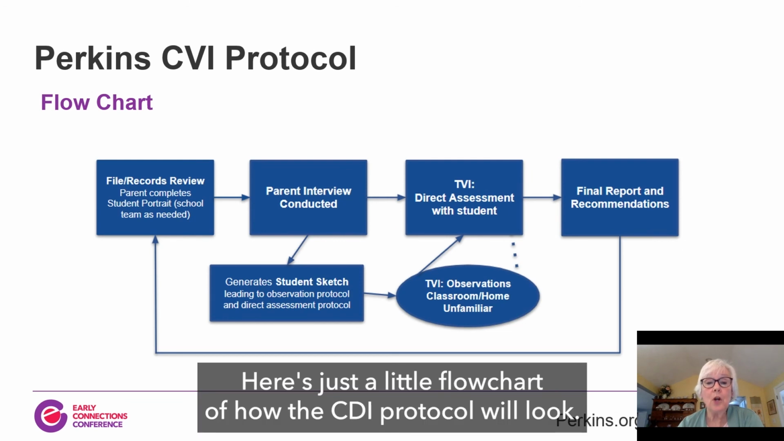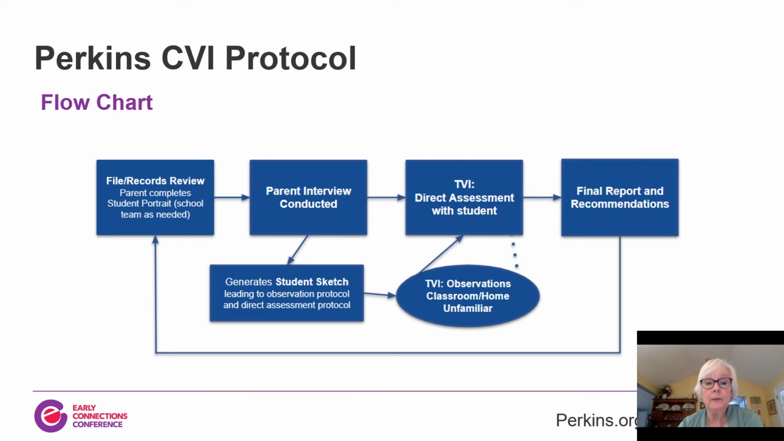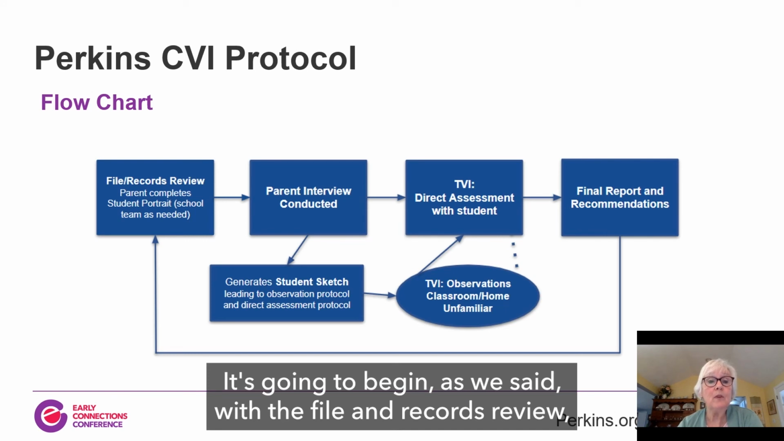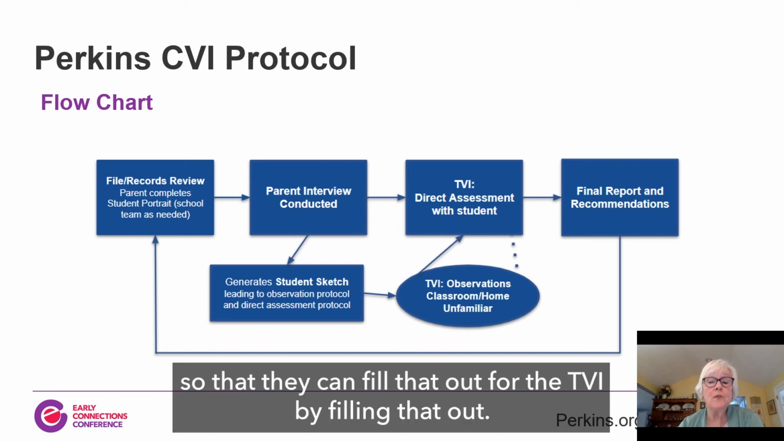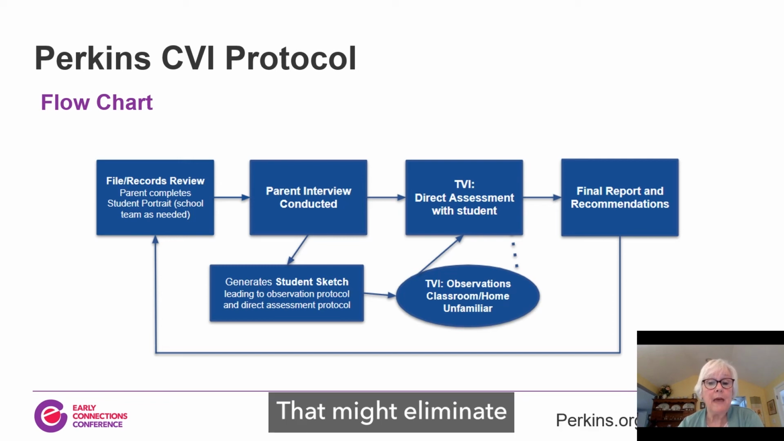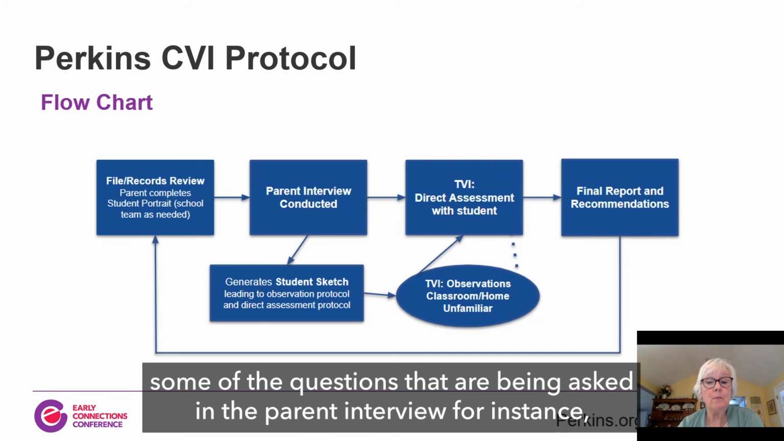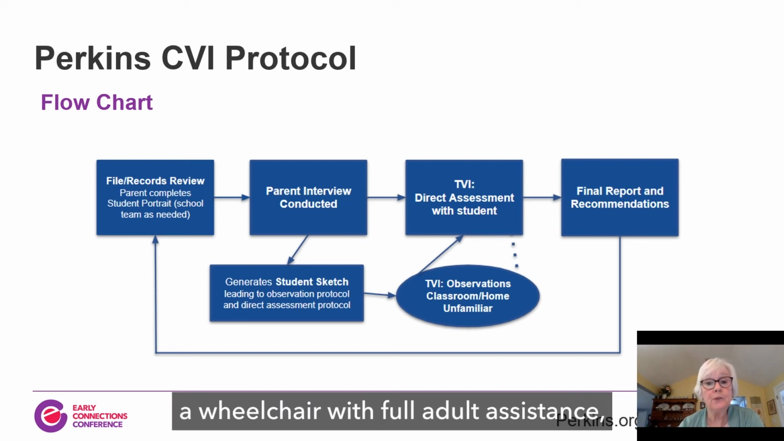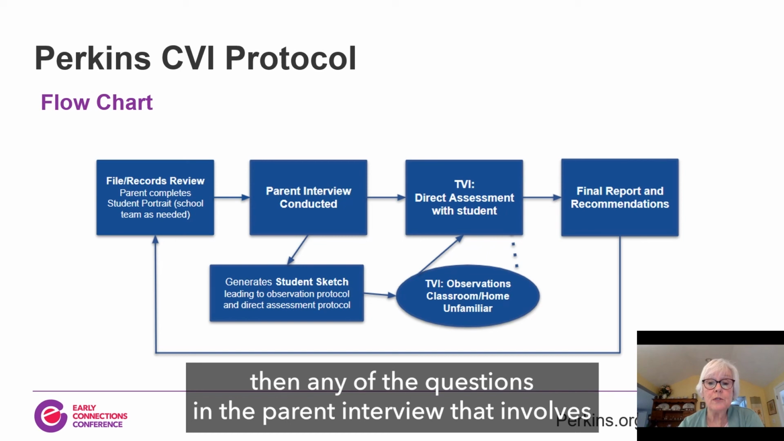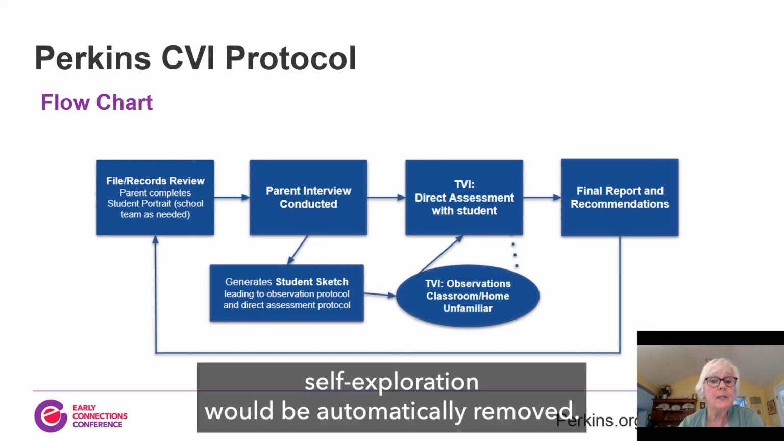Here's just a little flow chart of how the CVI protocol will look. It's going to begin, as we said, with the file and records review, and the parent is going to get the student portrait emailed or mailed to them so that they can fill that out for the TVI. By filling that out, that might eliminate some of the questions that are being asked in the parent interview. For instance, if you are telling us that the child uses a wheelchair with full adult assistance, then any of the questions in the parent interview that involve self-exploration would be automatically removed.